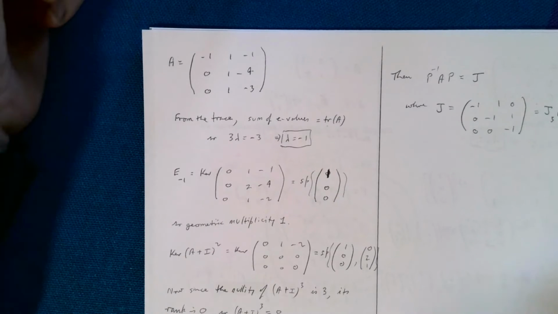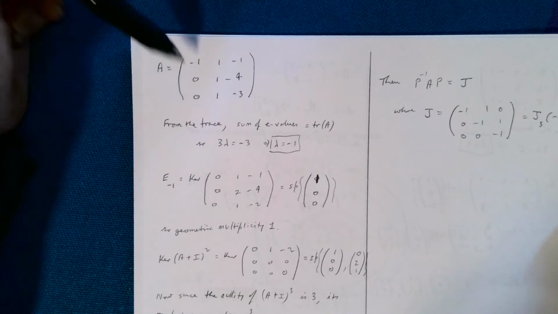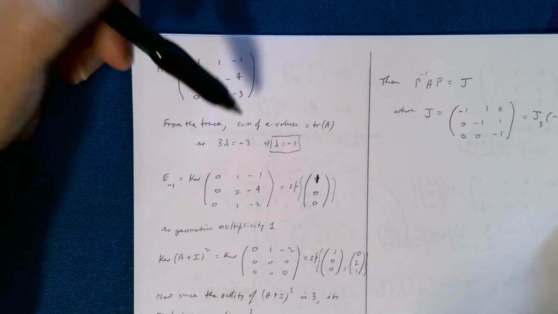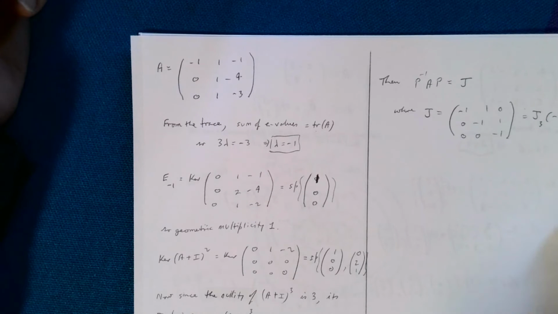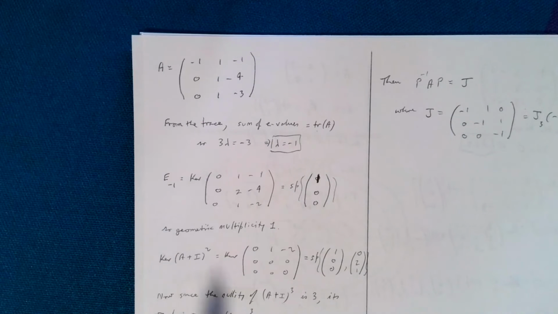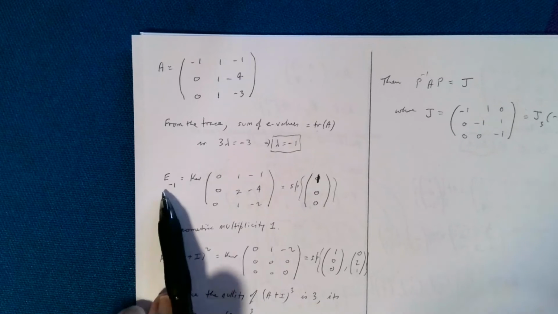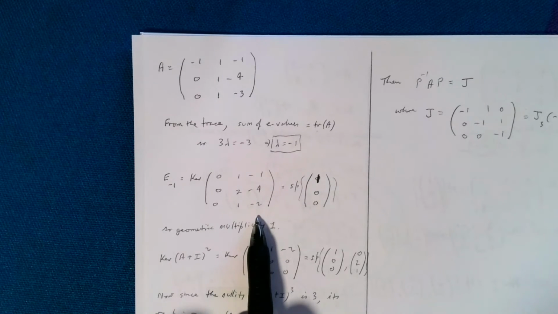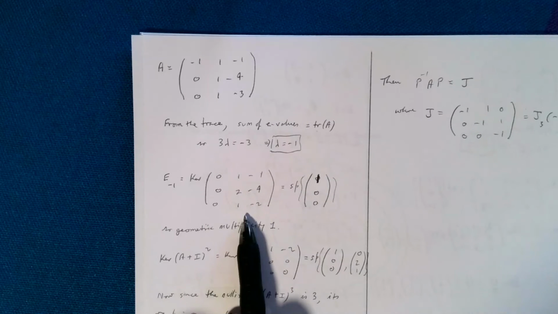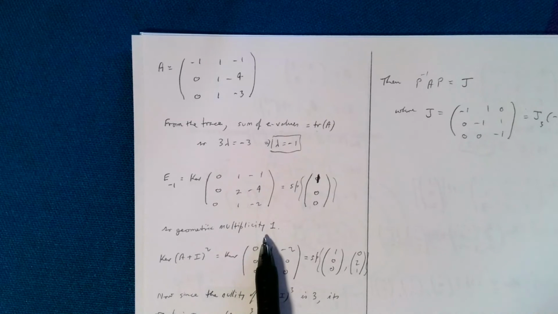Firstly, if we're told there's only one eigenvalue, then the trace of this is -3. So 3 times lambda is -3, so lambda is -1. So there's our one eigenvalue for this matrix. And again, we just double check all the information. So for the eigenspace, we add 1 to the main diagonal, which gives me this, and the kernel of this one just consists of the vector 1, 0, 0. This has got rank 2, nullity 1, so it's got geometric multiplicity 1. There's only one eigenvector.